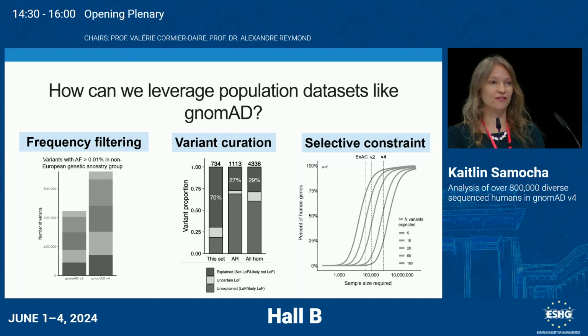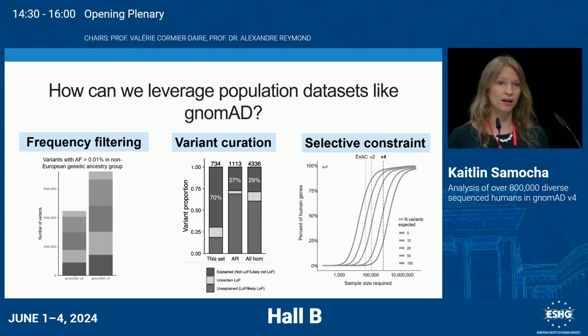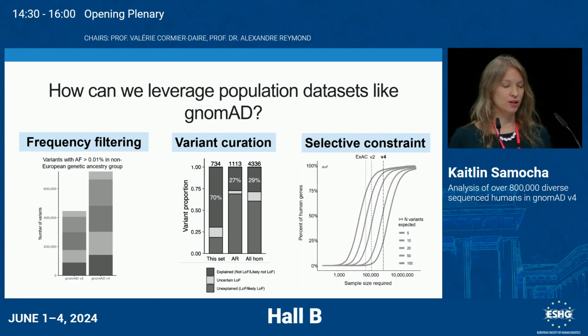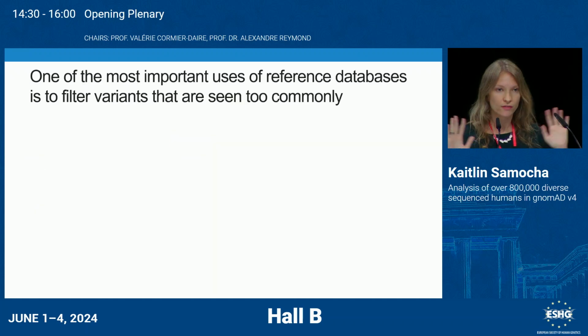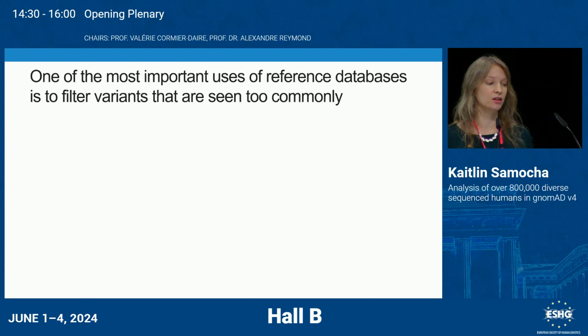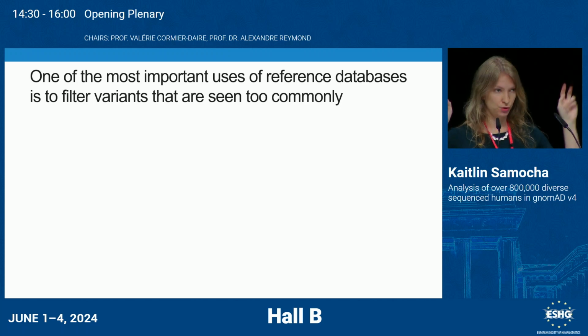That's just a little bit of intro to what we have. How can we actually leverage some of these large population data sets? Again, I'm using gnomAD as an example, but all of us in UK Biobank and other examples will have the same properties here. So the first, of course, is frequency filtering. This is one of the most important use cases. It is particularly important in diagnostics. You have a patient, you have a variant that you think is a good candidate, and you want to know if it's been seen in other people in the general population, specifically if it's been seen too commonly.